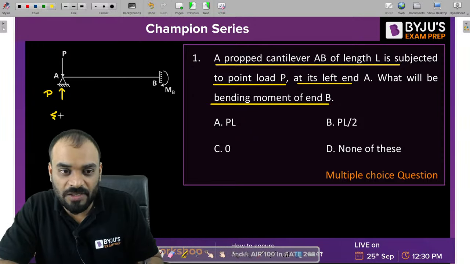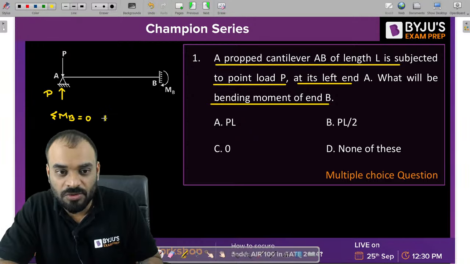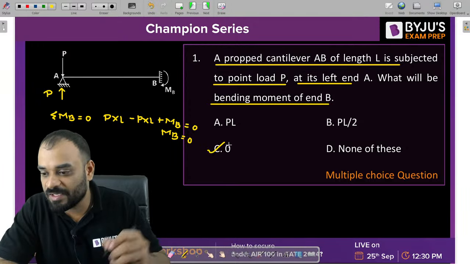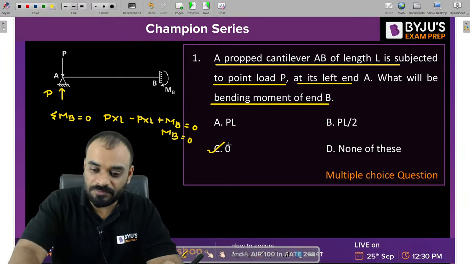So let me write here guys. We can write here summation of moment at B is equal to 0. So P into L minus P into L plus MB, which is equal to 0. Now this MB value is nothing, it is 0 basically, right? So that's why C is the correct answer for the problem.